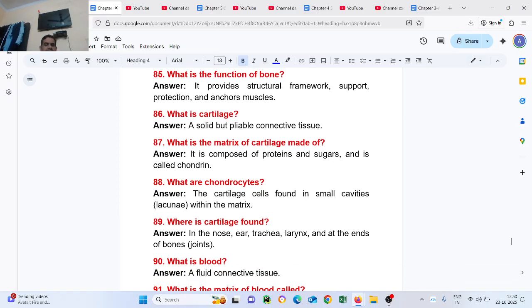Question number 89. Where is the cartilage found? Answer: in the nose, ear, trachea, larynx and at the end of the bone joints.